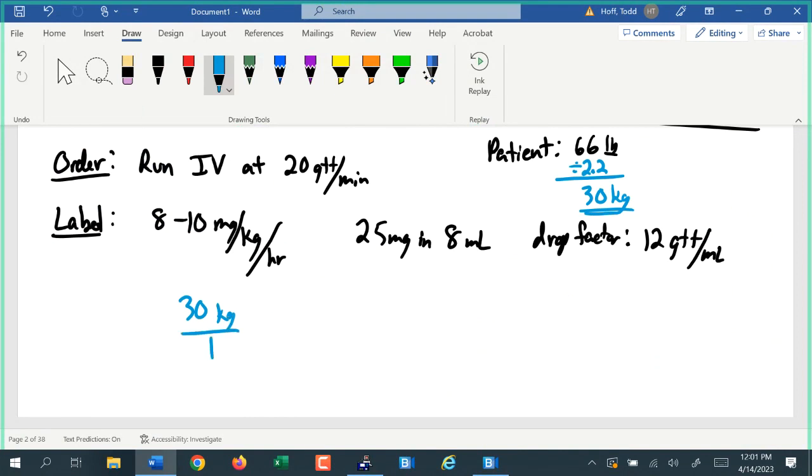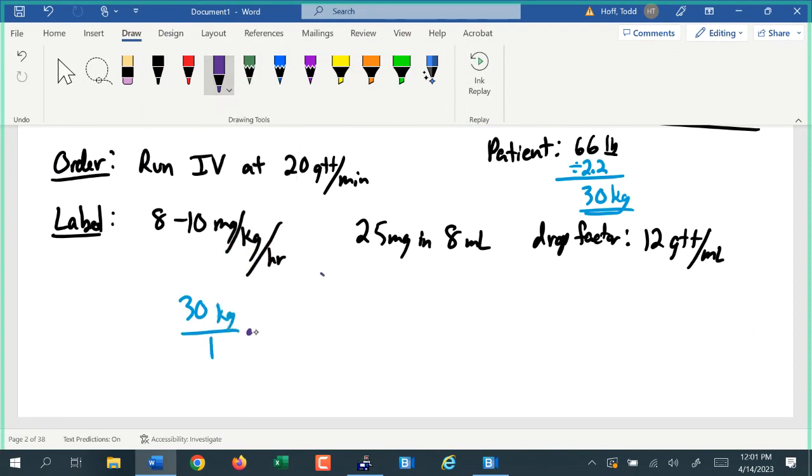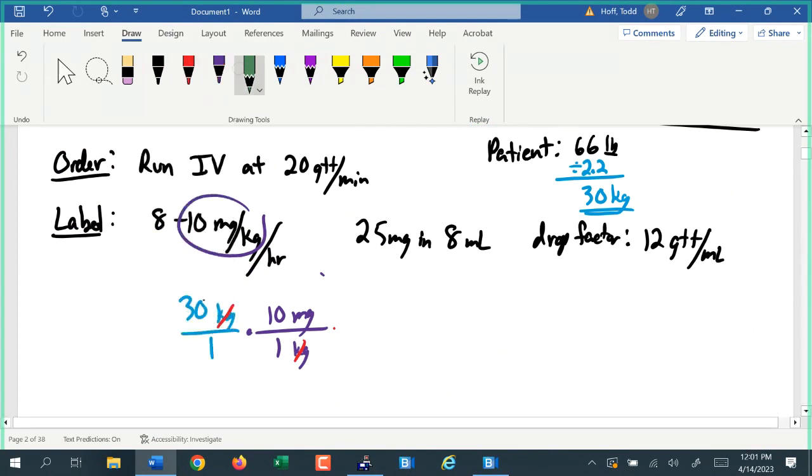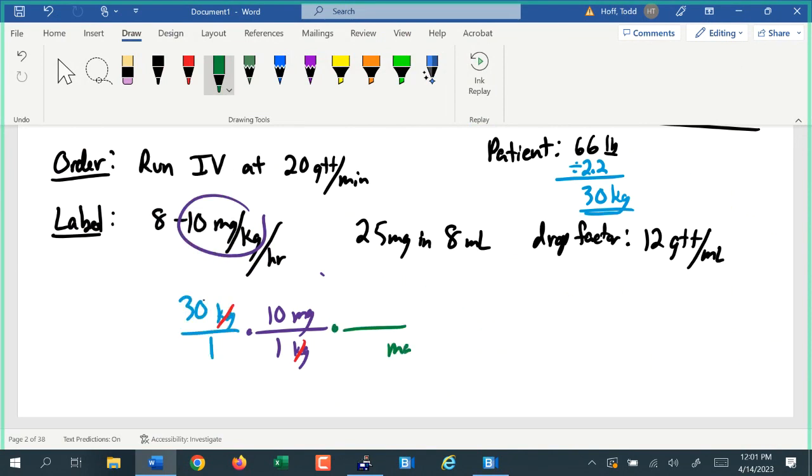So our patient of 30 kilograms, we're going to start with our max, which is the 10 milligrams per kilogram. So kilograms on bottom, 10 milligrams on top. Kilograms will cancel out. We need to get rid of the milligrams. We have 25 milligrams in 8 milliliters. So the milligrams cancel out.